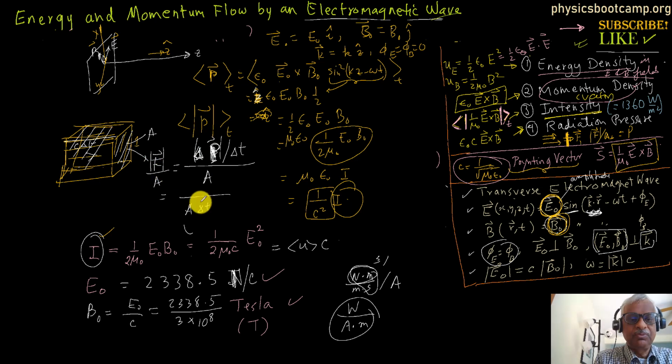Let's just do force. I have this much momentum in this whole volume. That volume is A times c times delta t. So this is the momentum density, and I can see the area cancels out and delta t cancels out. So you get the momentum density times c. This is the pressure, the radiation pressure.